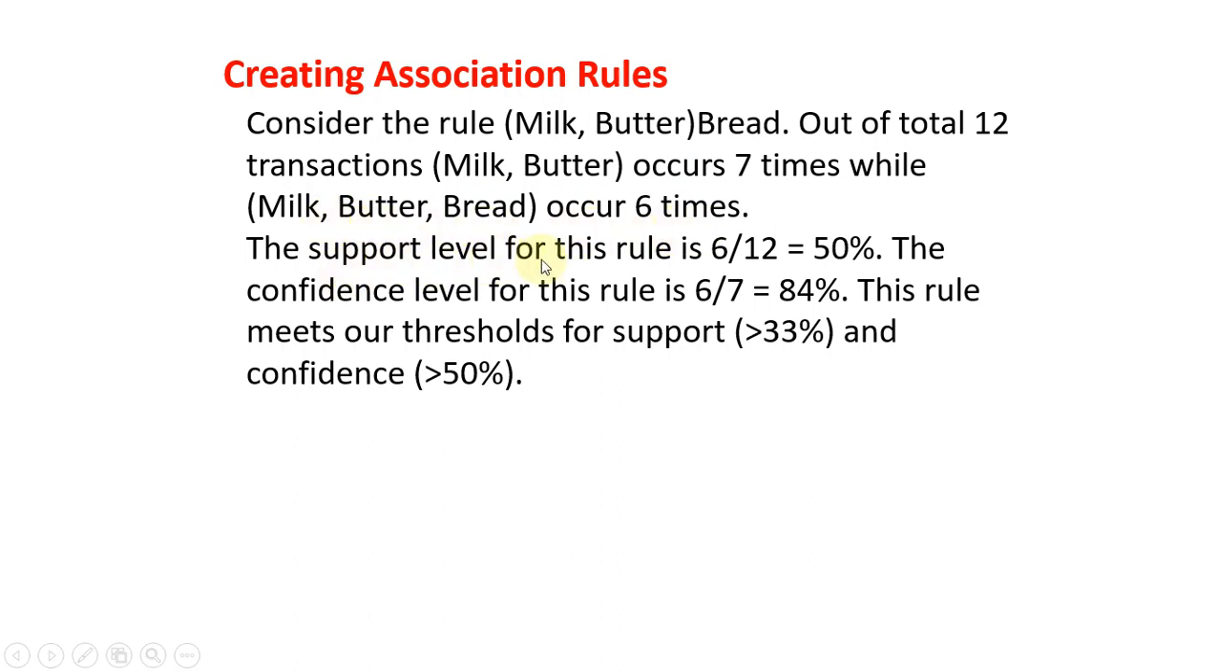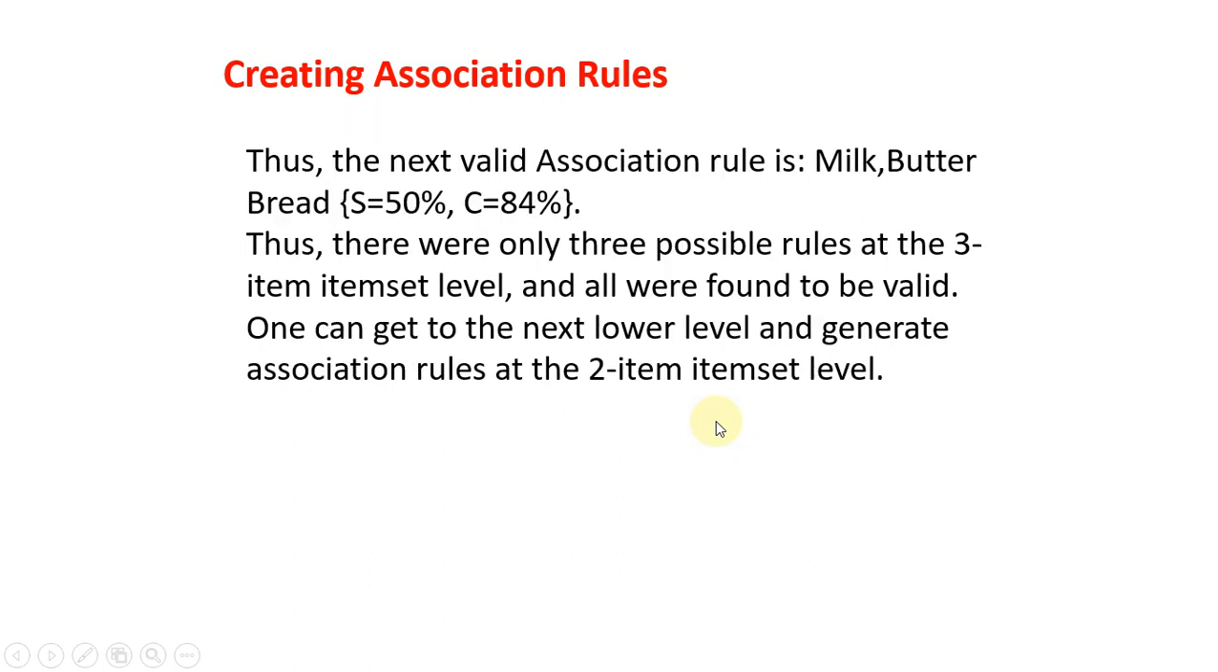So the support level for this rule is 6 by 12, 50%, and the confidence level is 6 divided by 7, 84%. This rule meets our threshold, as support is more than 33% and confidence level is also more than 50%. So the next valid association rule is milk, butter, bread, 50% and 84%. Thus, there were only 3 possible rules at the 3 item set level, and all were found to be valid.